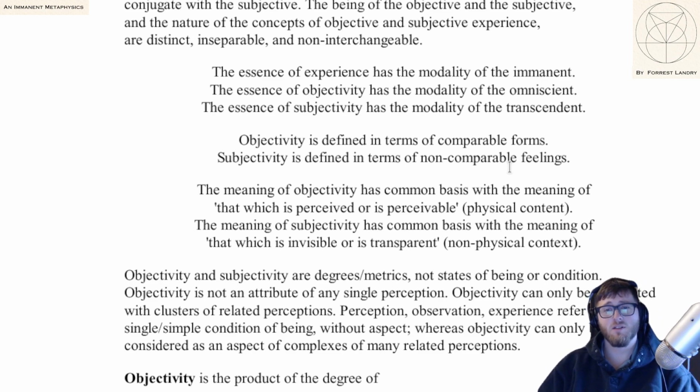Objectivity is defined in terms of comparable forms. Subjectivity is defined in terms of non-comparable feelings. The meaning of objectivity has a common basis with the meaning of that which is perceived, physical content. The meaning of subjectivity has a common basis with the meaning of that which is invisible or transparent, non-physical context.